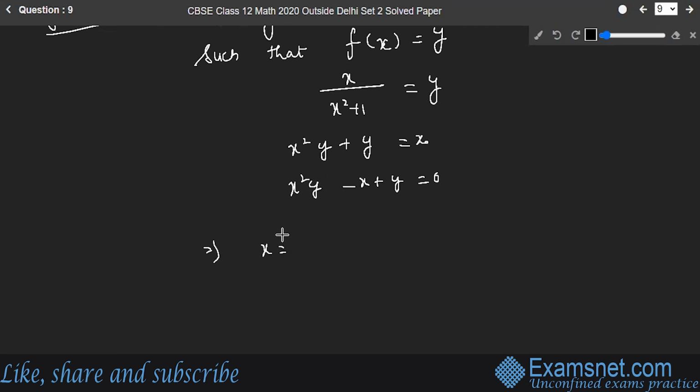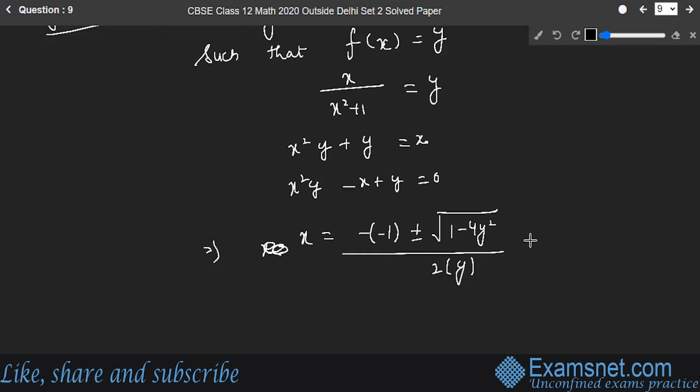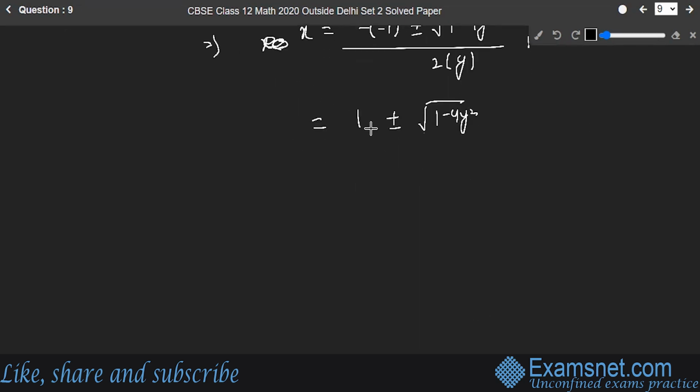Okay. Let's find out the roots now. So the two roots will be given by x is equal to minus of minus 1 plus minus root of 1 minus 4y square, whole divided by 2 into y. So this will be equal to 1 plus minus this upon 2y. I hope you're clear till here.